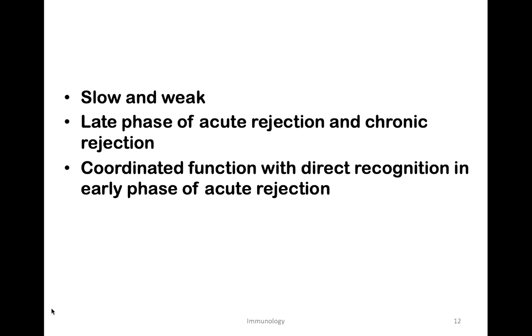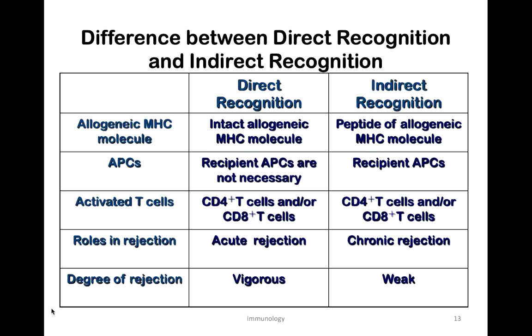The indirect recognition is generally slow and weak, and it occurs in the late phase of acute rejection and chronic rejection, and coordinated function with direct recognition can also occur. So this is the difference between allogenic MHC molecule direct and indirect recognition. So you can see what exactly is the difference and what type of responses are generated. This we have already discussed previously.